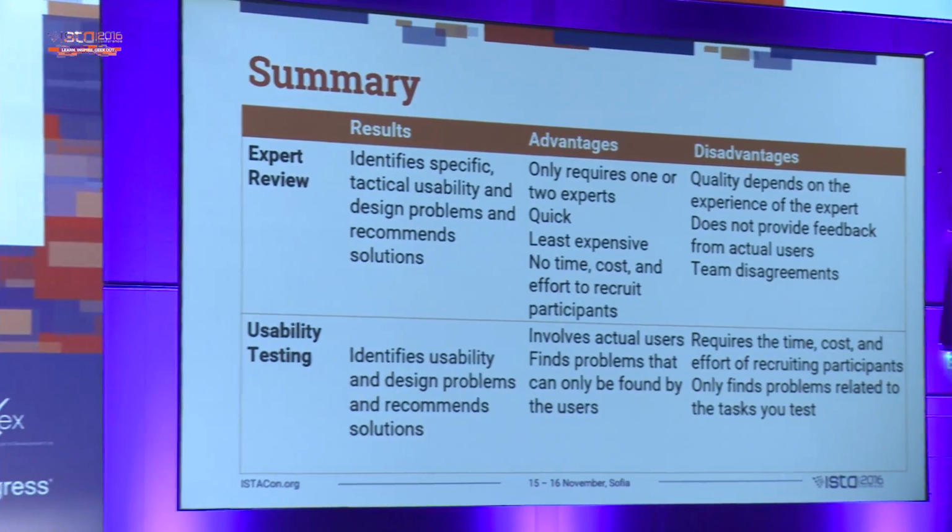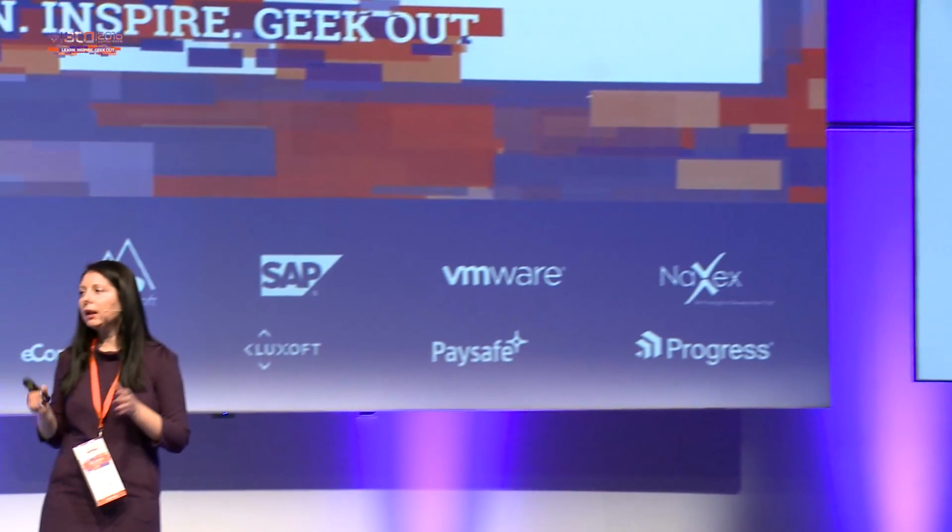The difference is that expert review is something that we can start doing tomorrow when we get in the office. It requires only 1 or 2 experts, sometimes up to 5. It depends on the goals that you want to get from there. It's quick, it's least expensive. You can dedicate some separate part of your time to the usability review. It does not require cost and effort to recruit participants. You already have the participants. That's the whole team, right?